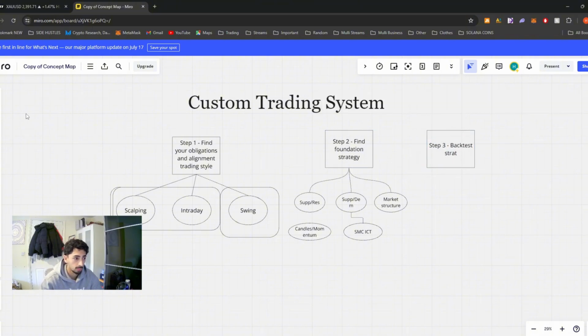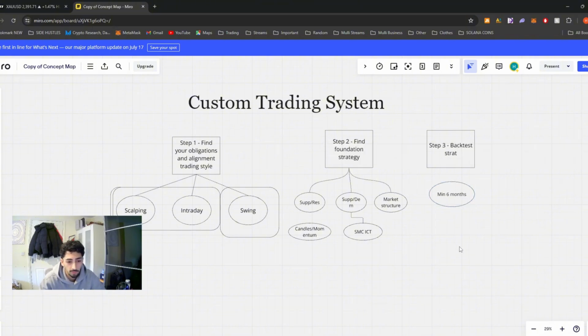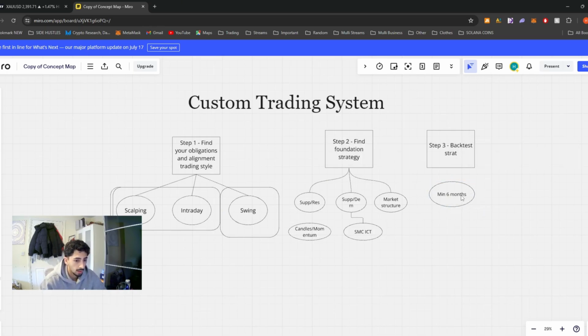You can use FX Replay. You can use, I believe, TradeZilla might have it. You can use the replay chart on TradingView. Whatever you do, you need to backtest that for a minimum of 6 months. You need a minimum of 6 months backtest.